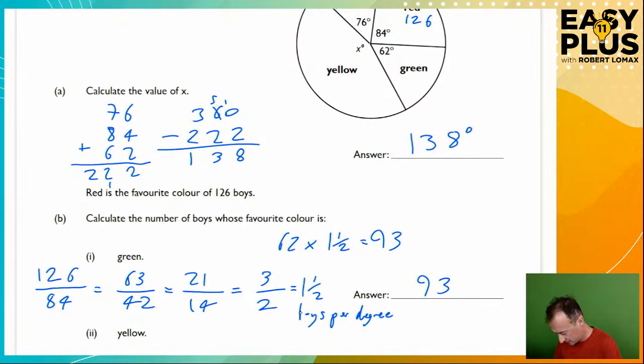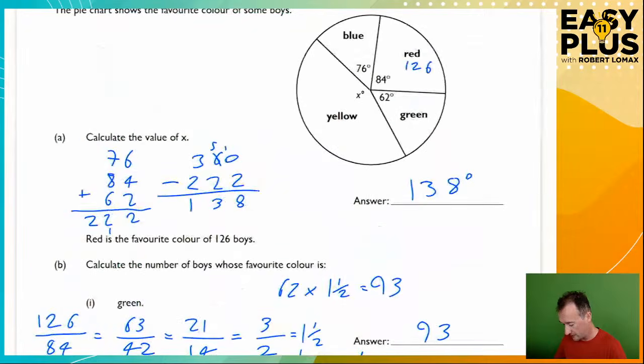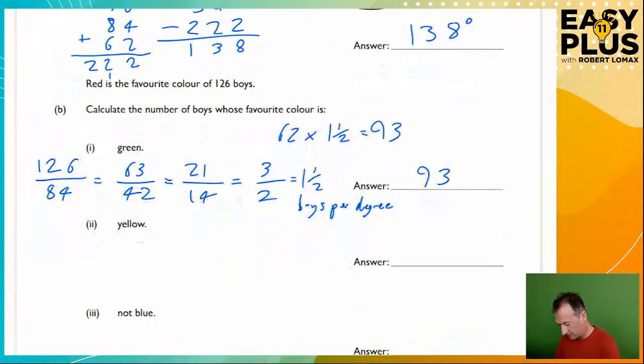I seem to have got boys per degree. It's a B, but written in my feeble handwriting. Yellow. Again, 1.5 boys per degree. Yellow is 138 degrees. We've already worked that out here. So 138 times 1.5. Let's do this using 3/2 instead. So 138 times 3/2. I've chosen 3/2 because that means I can do a proper fractions multiplication more easily, for reasons that will become apparent.